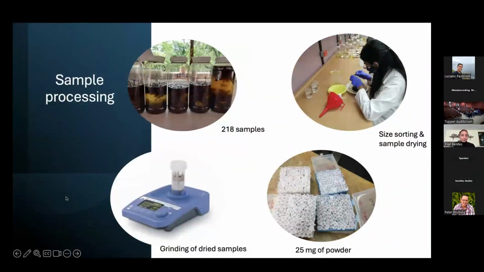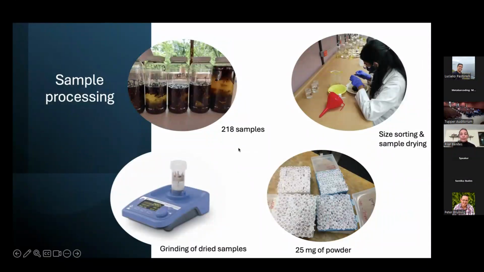For each Malaise trap, we replaced the bottle every 15 days. And then in the lab, we merged two 15-day samples into a month sample.